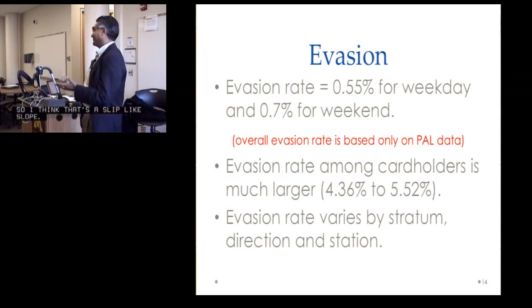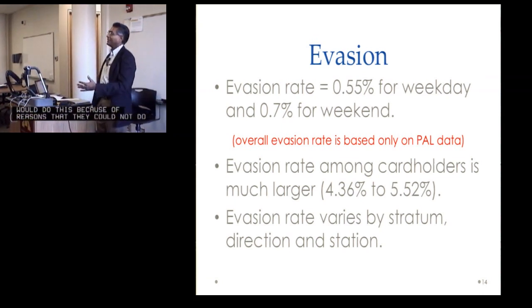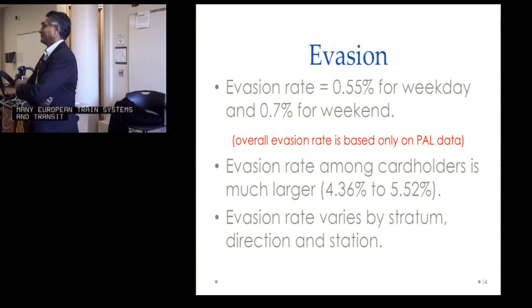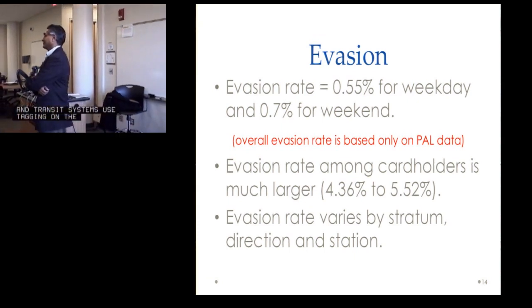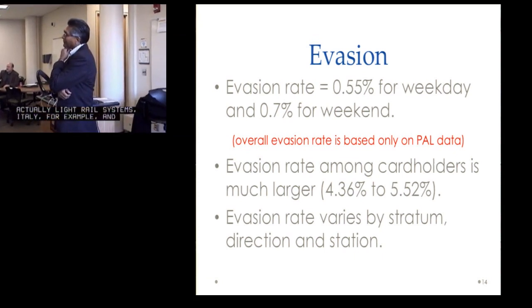There may be some people who would do this because of reasons that they could not do it before they get onto the train, but I think there's also the risk that many more people will simply not tag anymore. They can always do it at the last minute. Many European transit systems use tagging on the buses, or actually light rail systems. Italy, for example, and that was just a trip a couple of weeks ago. So yes, the system could work, and it would give another validation.